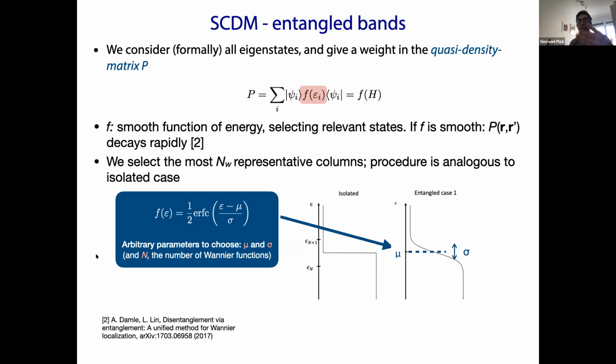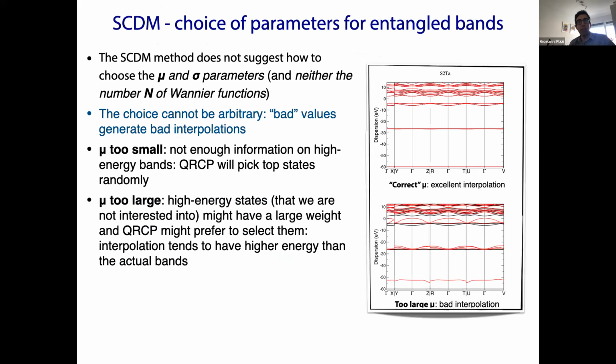What you will see in the exercises is also the algorithm we wrote to decide mu and sigma fully automatically. And mu and sigma are very important because if you do it wrongly, it's the same material, one test material, tantalum sulfide. If you use the correct mu, you get a very good interpolation. But if you get a wrong mu, let's say a too large one, you see the bands, the red bands, have nothing to do anymore with the black ones, which are the DFT. So it's important that you pick the right mu, and you can then check if the mu and sigma are correct.